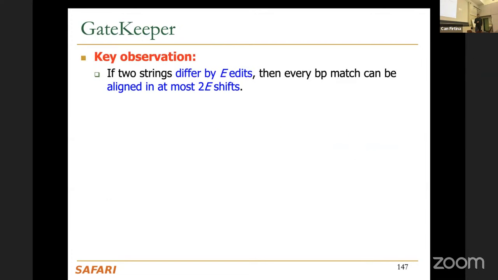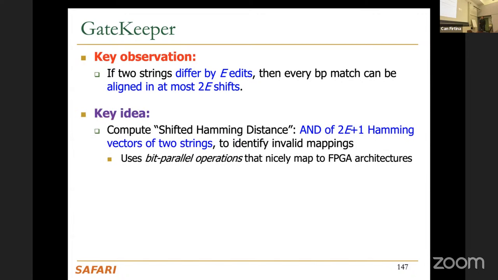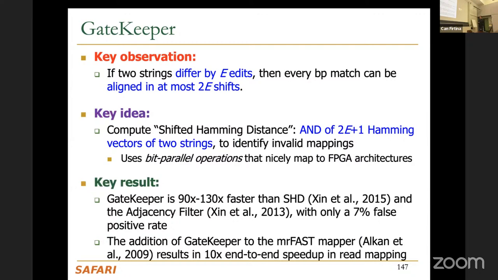And this is what GateKeeper is doing. Basically, it is a pre-alignment filter that inserts that filter before alignment. And the key observation is that if two strings differ by E changes or E edits, then you can align these sequences by performing at most 2E main shifts, right? So I'll show you how this thing works. This is based on an idea called shifted Hamming distance. By following this shifting idea, using efficient, high-performing hardware, it provides significant performance improvements, up to 130x compared to the previous state of the art.